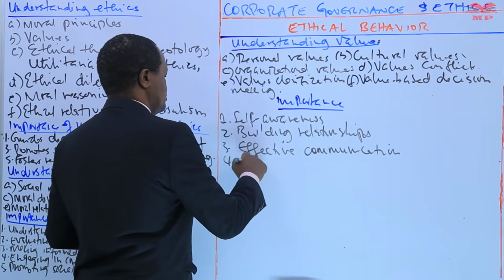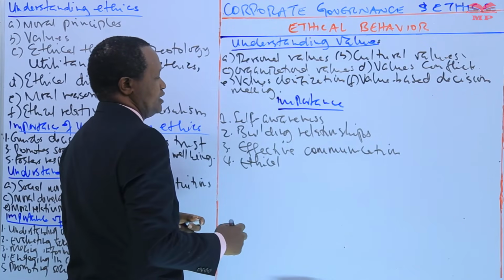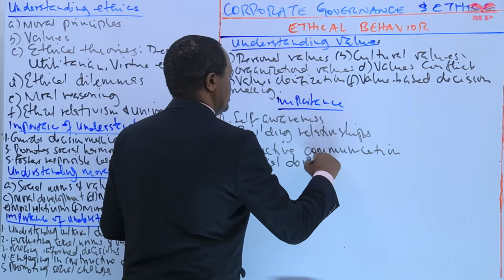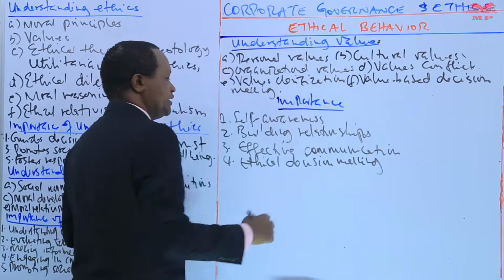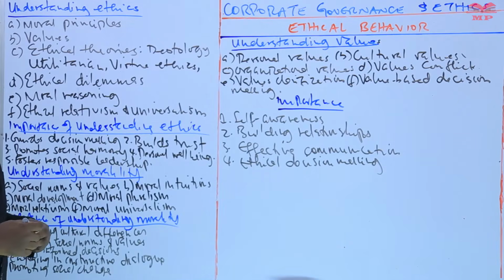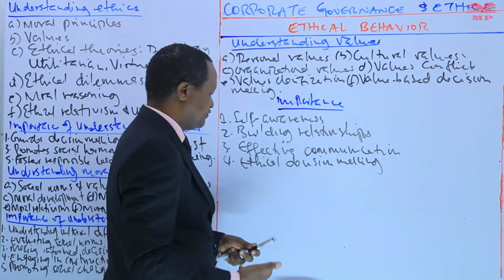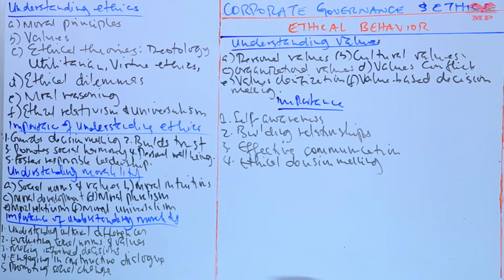4, understanding values can also help us make ethical decisions. It can lead to ethical decision making. Values provide a framework for making ethical decisions that align with our core beliefs.